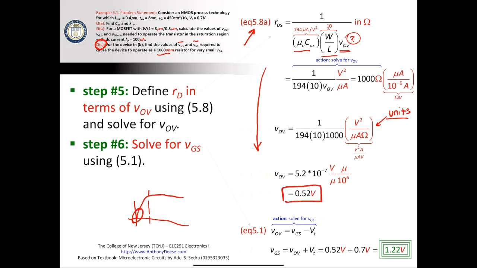Then it asks us to find VGS. And we know that VOV is equal to VGS minus the threshold voltage. We know VOV, we know the threshold voltage. We add them together, and that gives us a VGS of 1.22 volts.